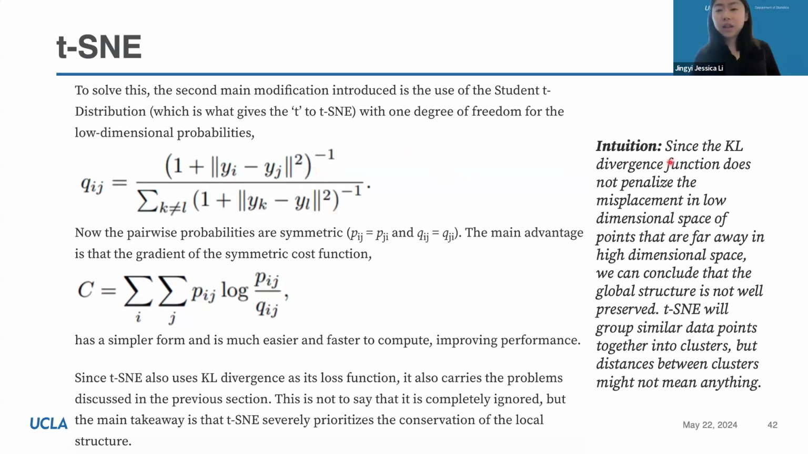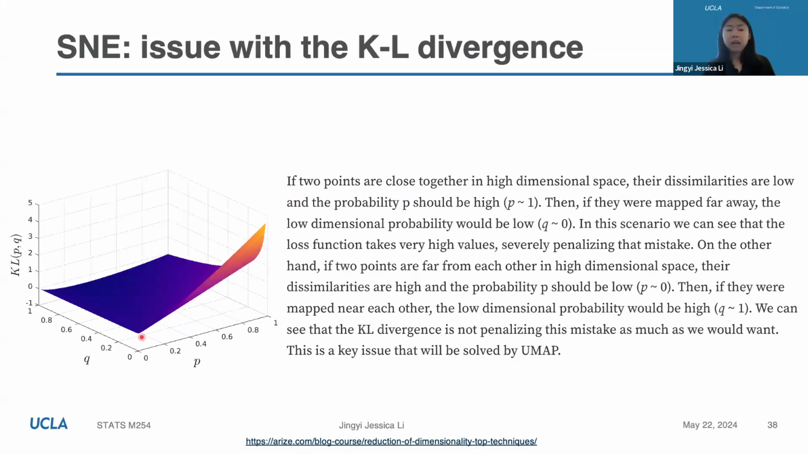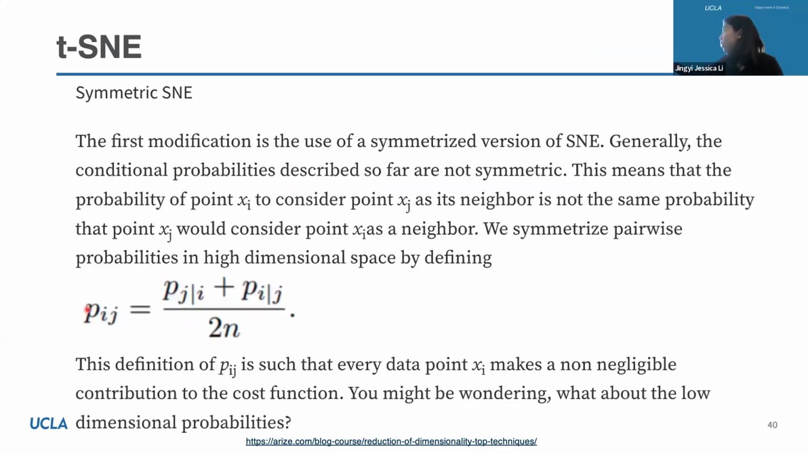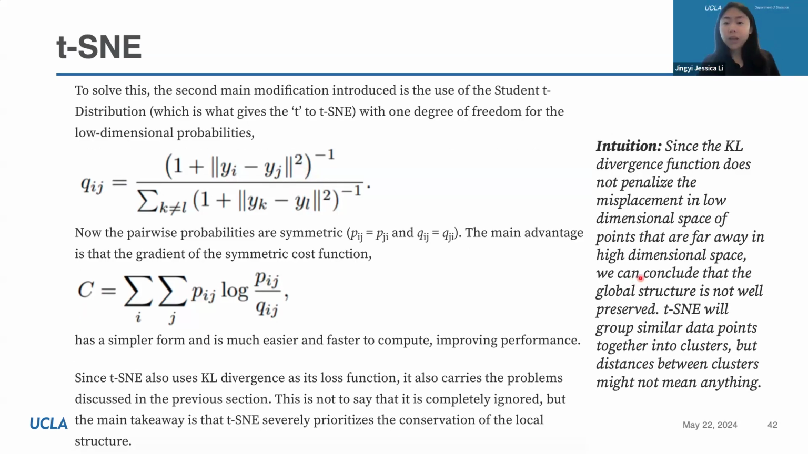The intuition is that the KL divergence function does not penalize the misplacement in low dimensional space of points that are far away in high dimensional space. You remember we talked about that issue in the KL divergence right here. When the distance is big, P is small, and KL divergence doesn't do well. So that's why t-SNE uses the T distribution as a fix. We conclude that the global structure is not well preserved. So that's the same issue with both SNE and t-SNE, just due to the use of KL divergence. But t-SNE uses a T distribution to push farther away points far away. So that's kind of a moderate fix.